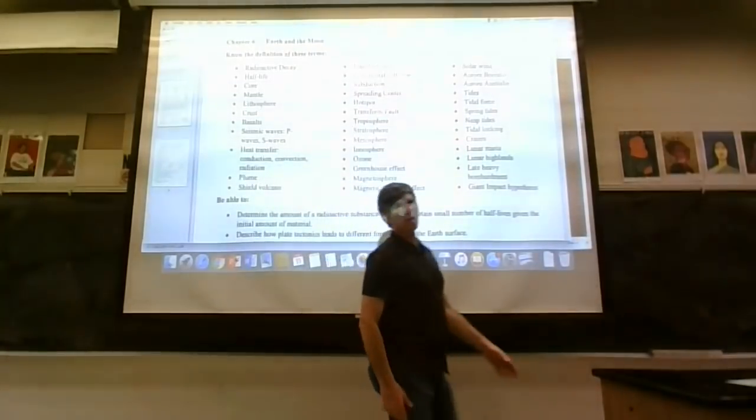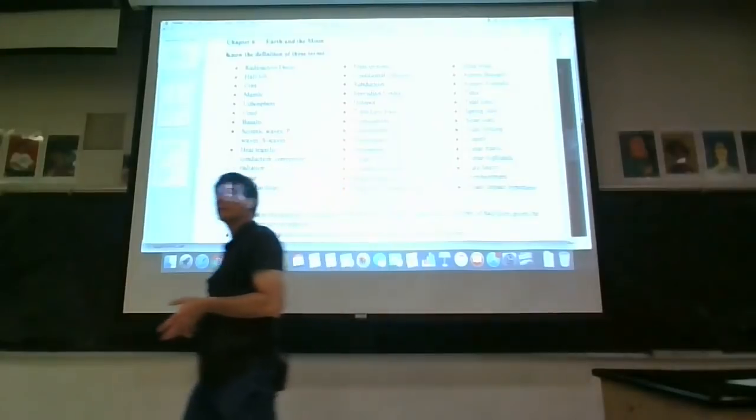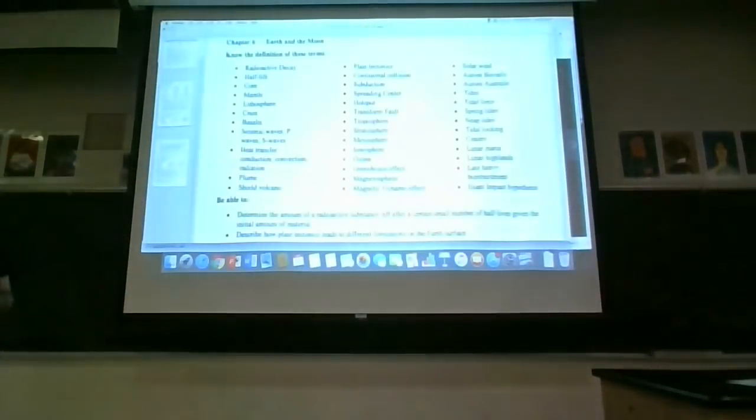So the mantle, what's the mantle? It's the layer of molten rock outside of the core, and finally we get up to the lithosphere, which is the upper part of the mantle and includes the crust. The crust is just the crust, I guess. Lithosphere includes the upper part of the mantle and the crust.